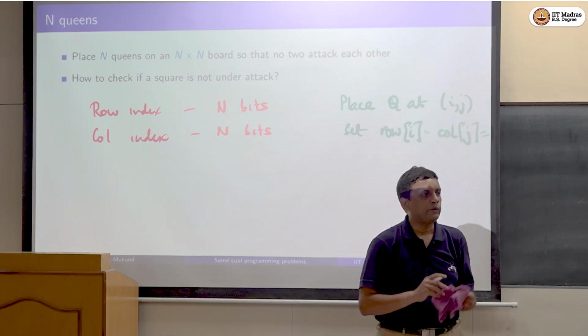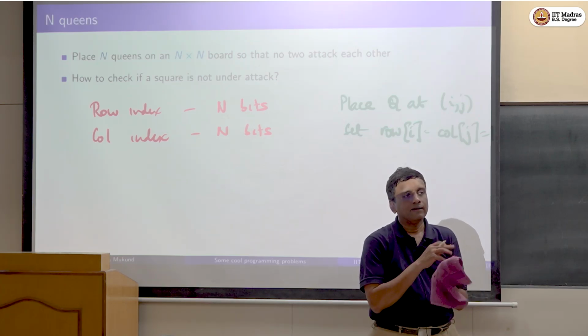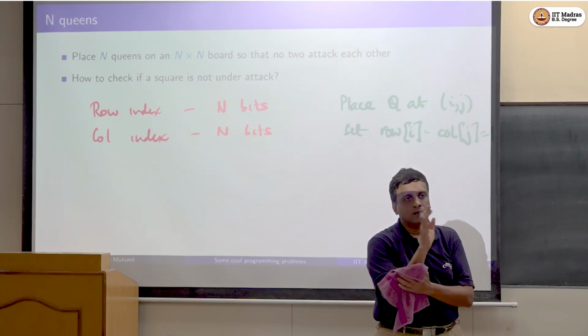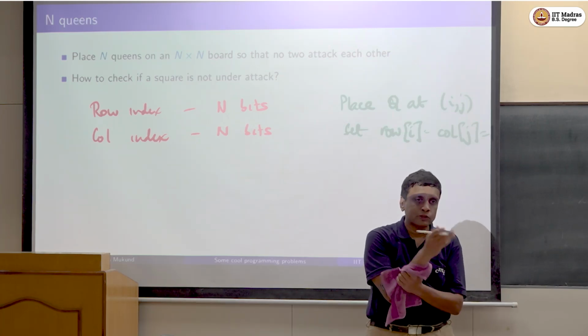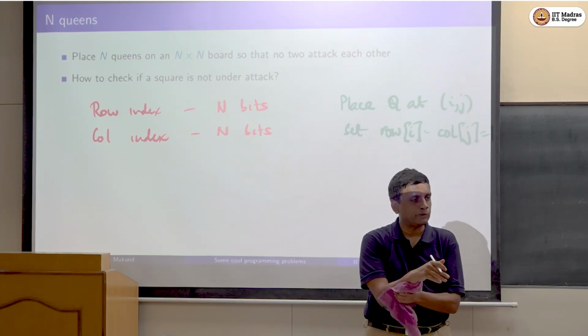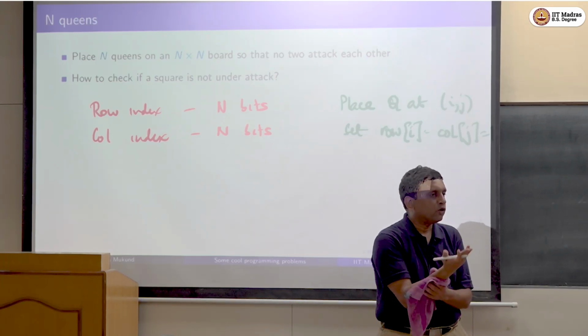So when I put a queen at i comma j, I set the ith row index to be 1, and the jth column index to be 1. And before I do that, I will first check that it was 0.